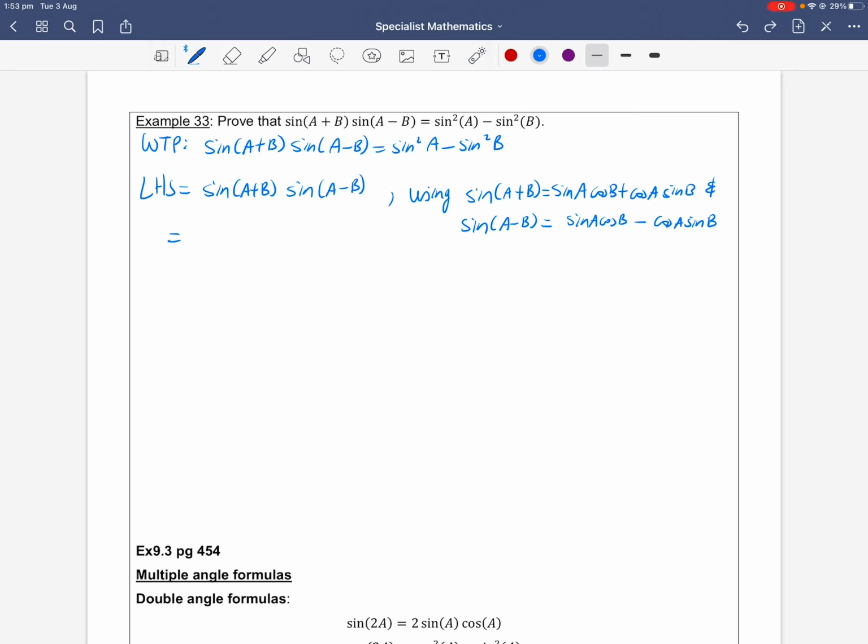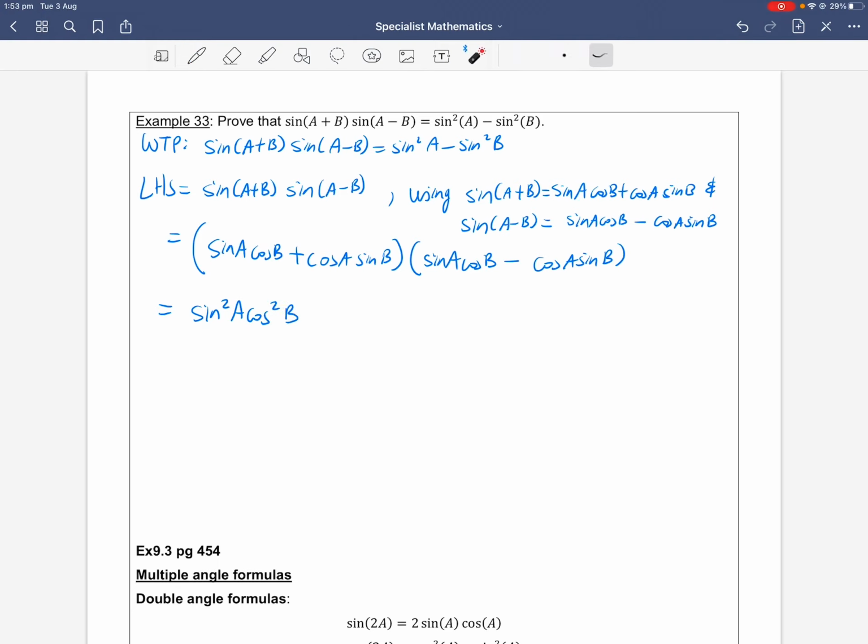So in our question, we've got the product, so I'm going to put in brackets, sine a cos b plus cos a sine b, multiplying that by the difference, which is sine a cos b minus cos a sine b. So we can then expand this binomial like FOIL. So let's multiply the first terms. So sine a cos b times sine a cos b gives us sine squared a cos squared b.